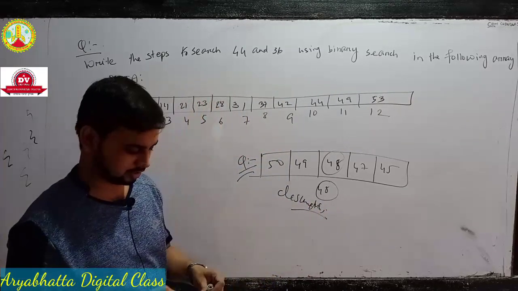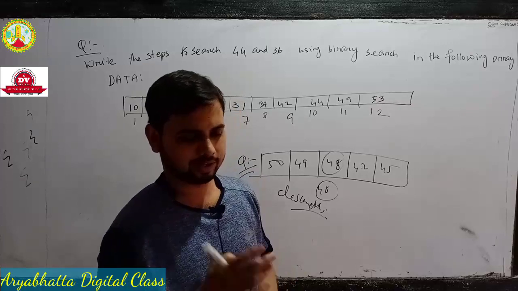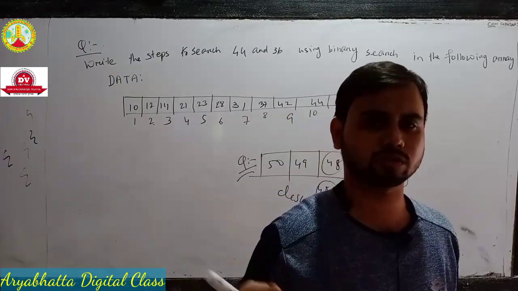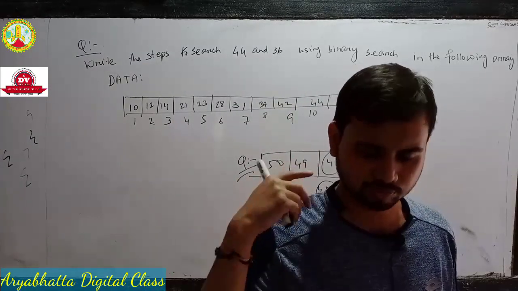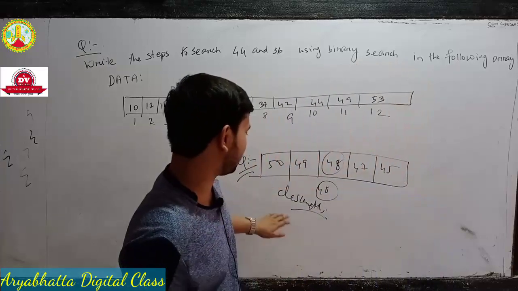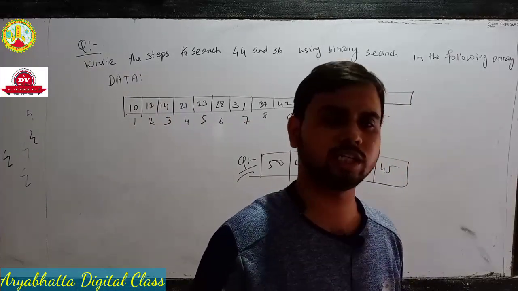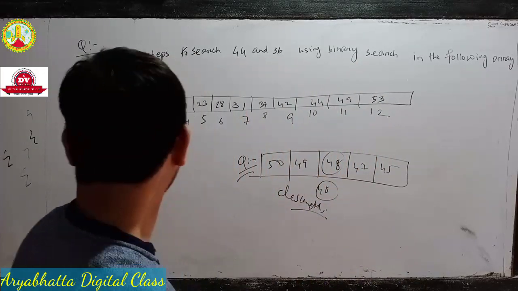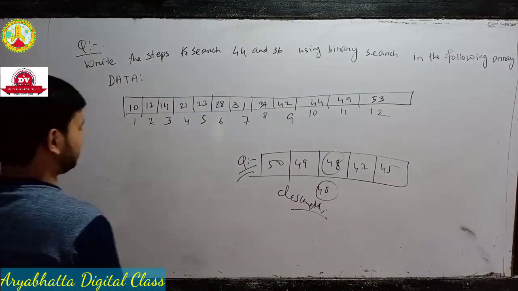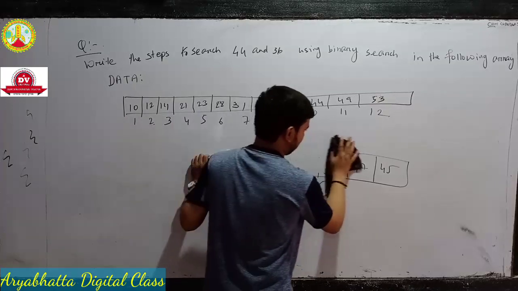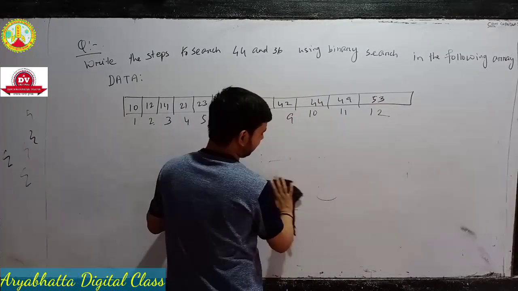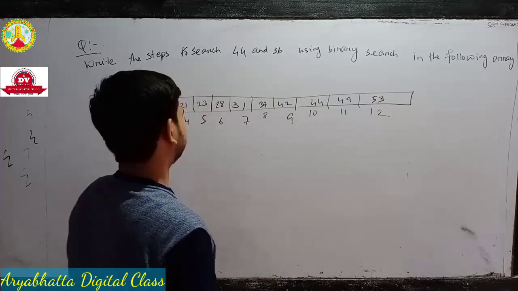Let me tell you now. In ascending order, if array mid is less than item, beginning is equal to mid plus 1, otherwise last is equal to mid minus 1. But in descending order, if array mid is less than item, last is equal to mid minus 1, otherwise beginning is equal to mid plus 1. That's the concept. That's why you have to first of all see whether it is ascending or descending. Then you have to solve it.